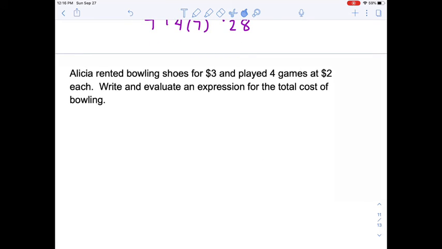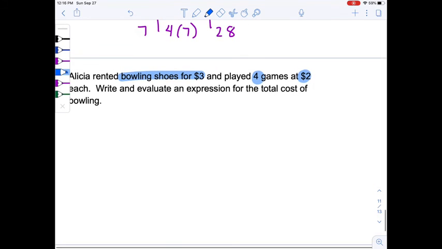Alicia rented bowling shoes for $3 and played 4 games at $2 each. Write and evaluate an expression for the total cost of bowling. So she rented bowling shoes for $3. She only has to pay that one time. And then she played 4 games that each cost $2. We know each is multiplication. We know and is addition.